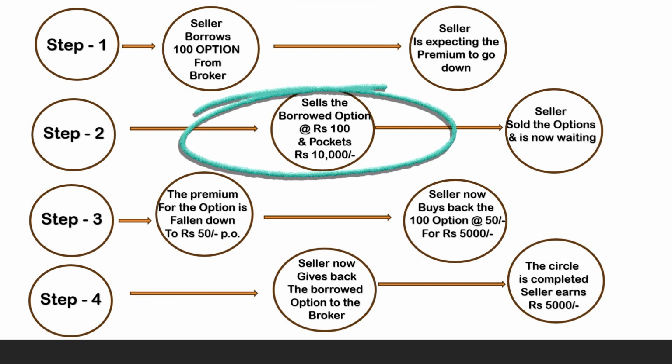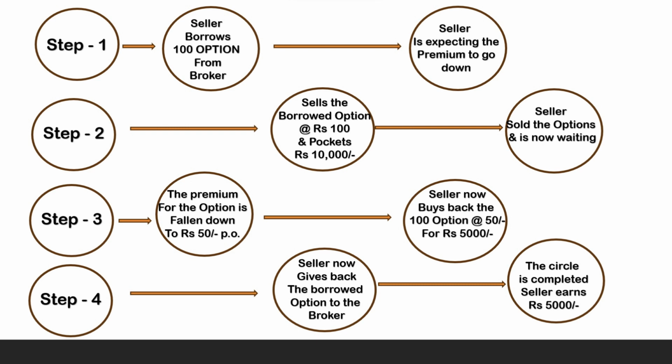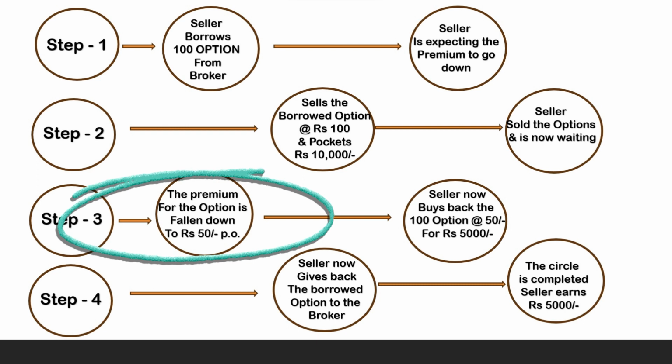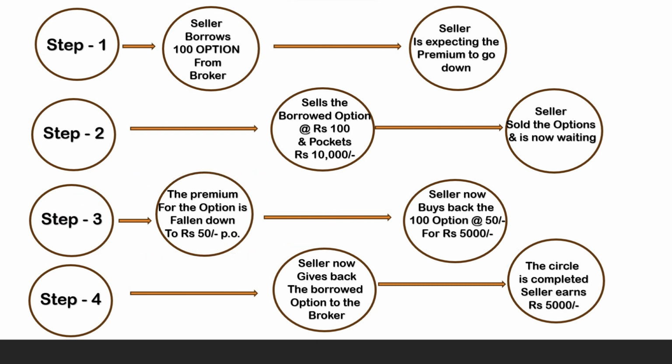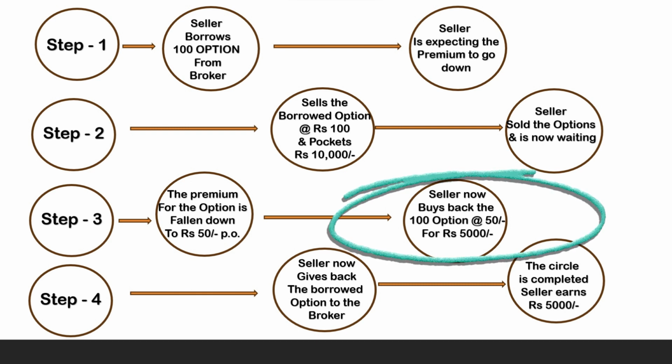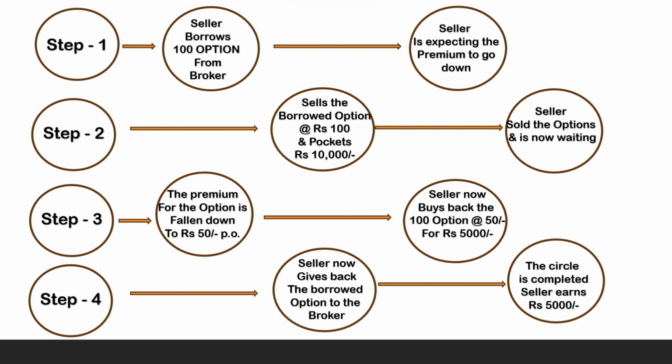Now when the premium goes down, either because the price moves in the direction the trader expected or because of theta decay, the trader will buy back the option. In this case, we have shown that the option price is at 50 rupees currently. So for the trader to buy back 100 options, the trader has to spend 50 into 100, that is 5,000 rupees, and give it back to the broker.